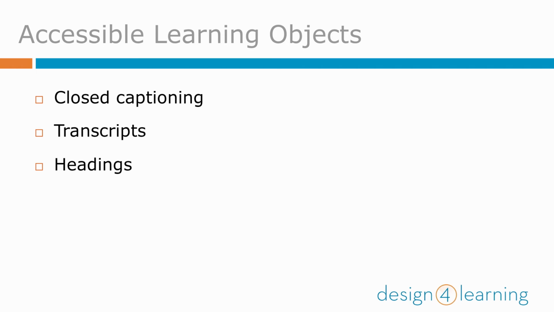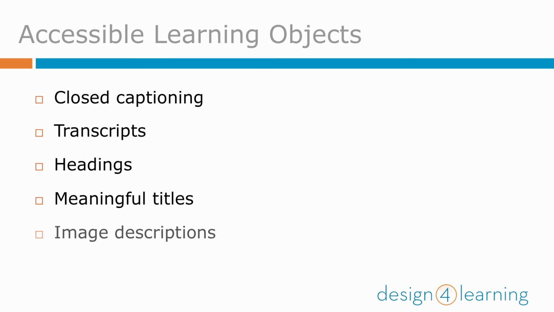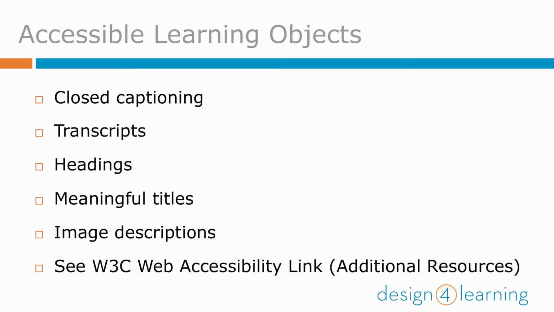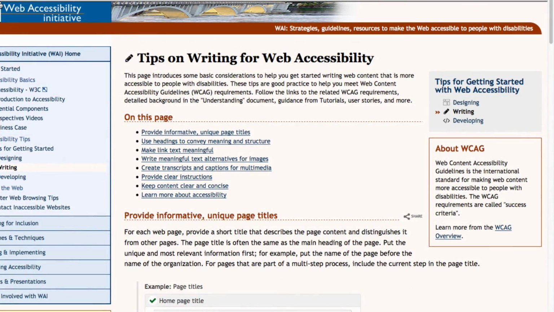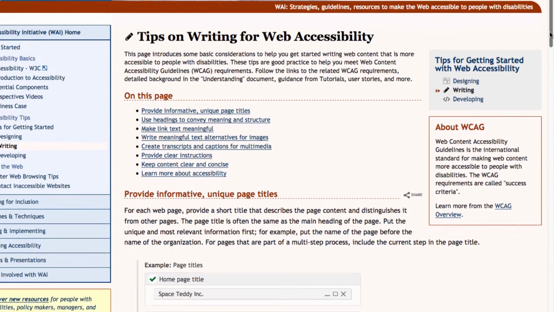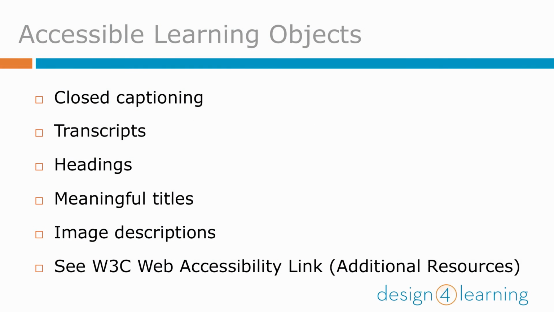By using page headings correctly, you will allow users with screen readers to jump to the sections on a web page they're interested in. Using meaningful titles and adding descriptions to images are other easy things you can do. There are a number of simple tips when writing for accessibility put forth through the W3C Web Accessibility Initiative, and you'll find a link to these on the additional resources page of this week's instruction. Plus, you'll hear more about accessibility in other modules.